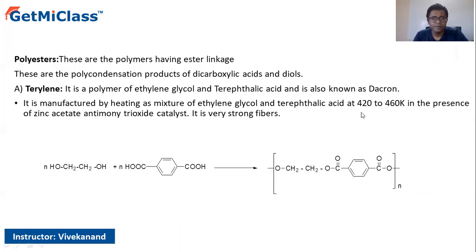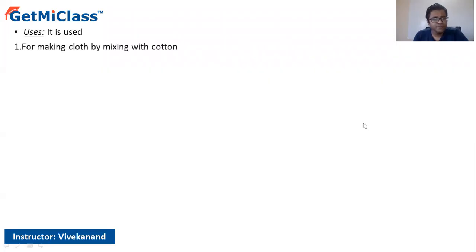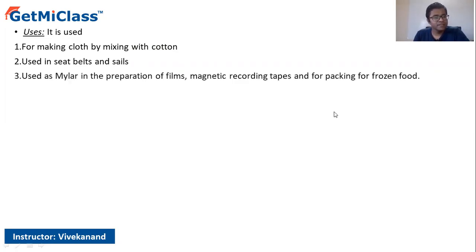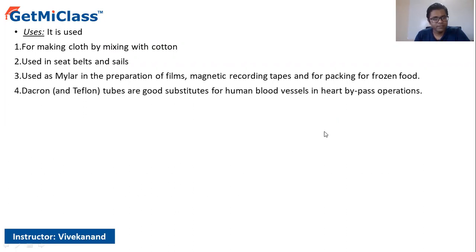Now let's observe the uses of Dacron. It is used for mixing with cloth. It is used in the preparation of clothes by mixing it with cotton. It is used in seat belts and sails. It is used in the preparation of films, magnetic tapes, packing for frozen foods, etc. Correct. It is also used as a good substitute for human blood vessels in heart bypass operations.